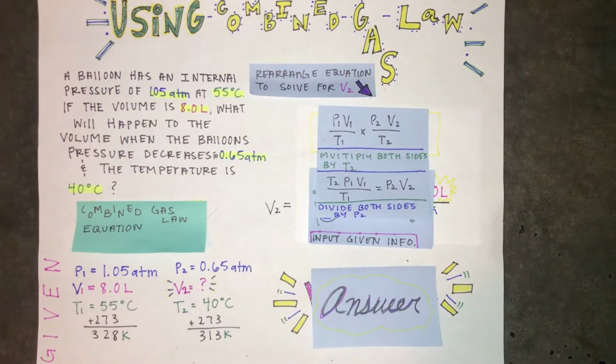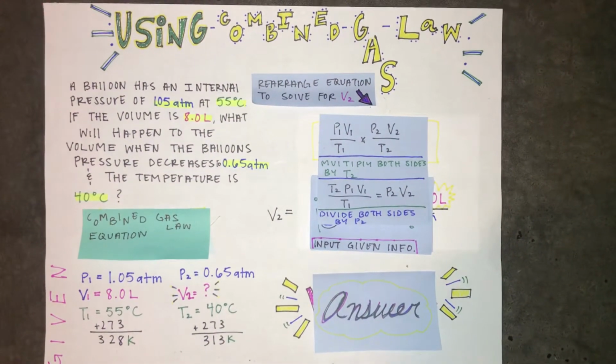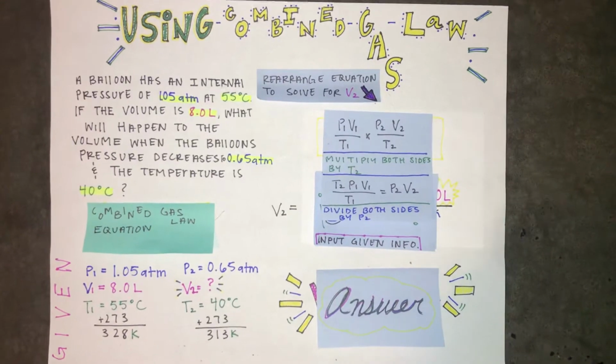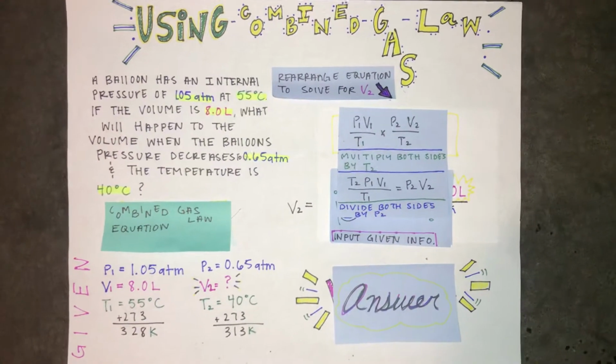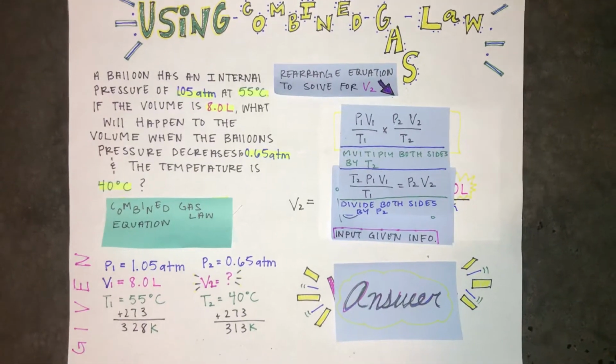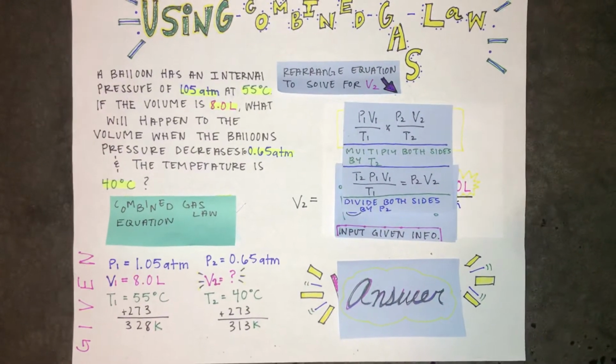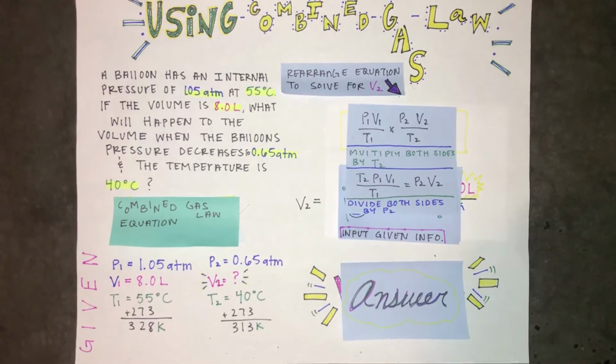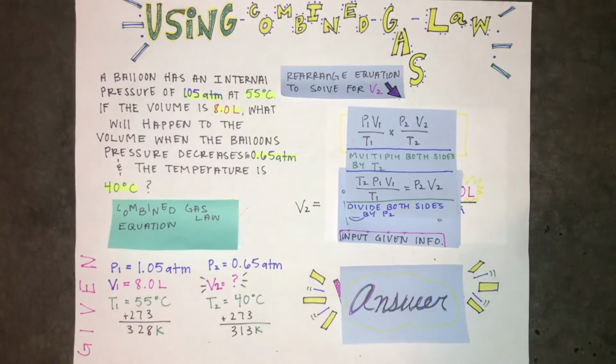Today we'll be using the combined gas law. A combined gas law problem may sound something like this. A balloon has an internal pressure of 1.05 atms at 55 degrees Celsius. If the volume is 8.0 liters, what will happen to the volume when the balloon's pressure decreases to 0.65 atms and the temperature is decreased to 40 degrees Celsius?